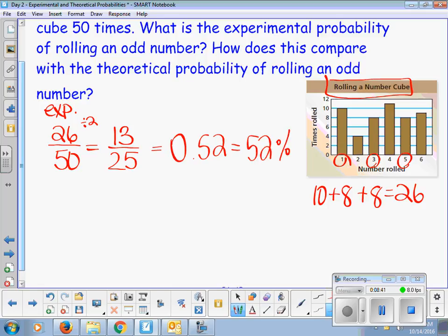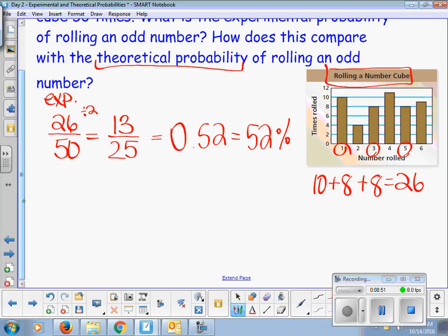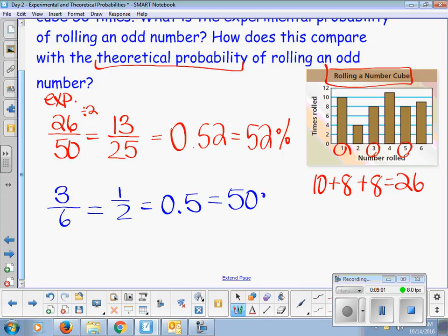Now they want us to know, how does this compare with the theoretical probability? Theoretically, how many odd numbers do we have? 3 out of how many total? 6. What would that be? 0.5 or 50%. So how does it compare? It's pretty close to what should actually happen. It's a little bit off. The more times you conduct your experiment, or the greater your number of trials, the closer you should be to your theoretical probability.